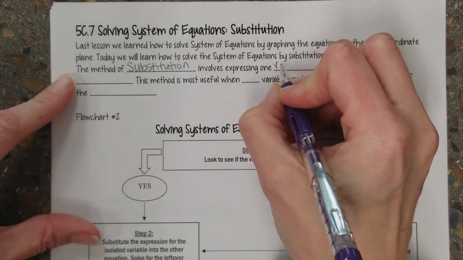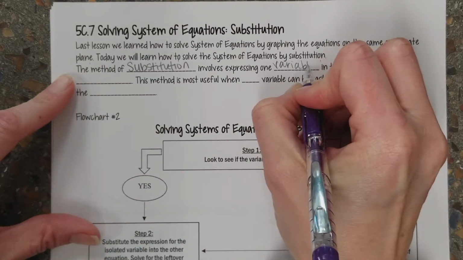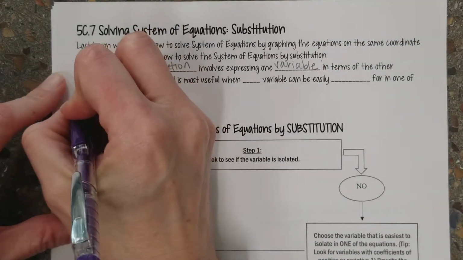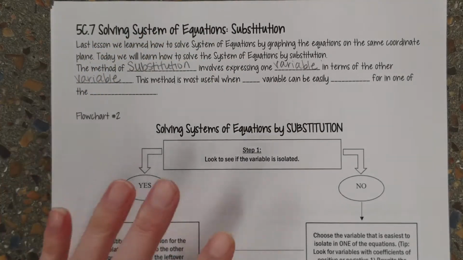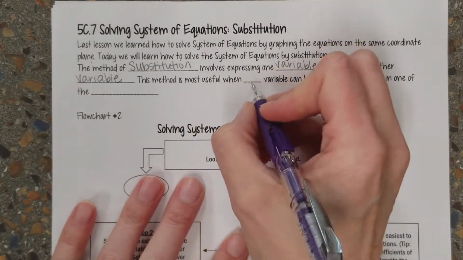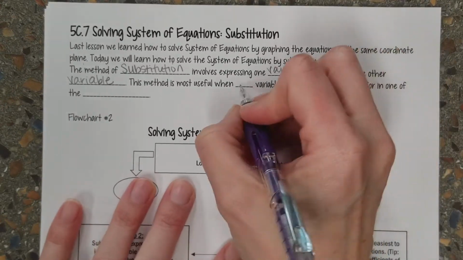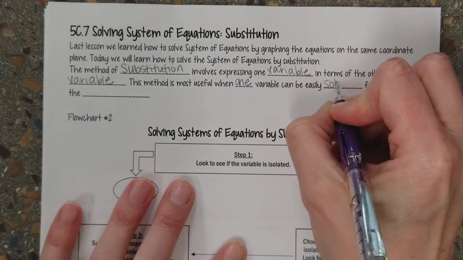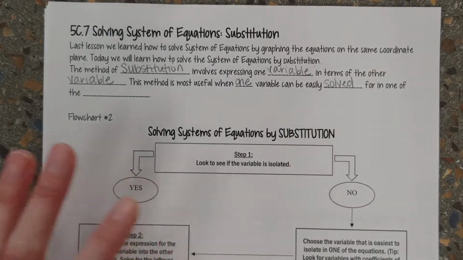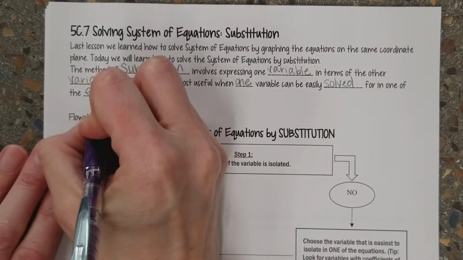involves expressing one variable in terms of the other variable. Okay. This method is most useful when one of the variables can easily be solved for in one of the equations.